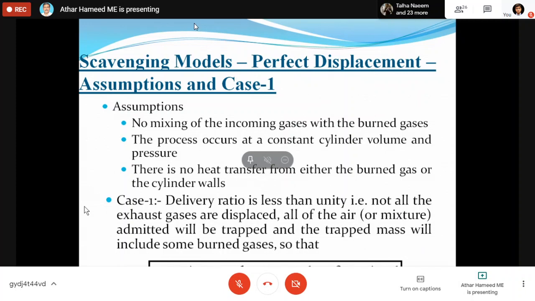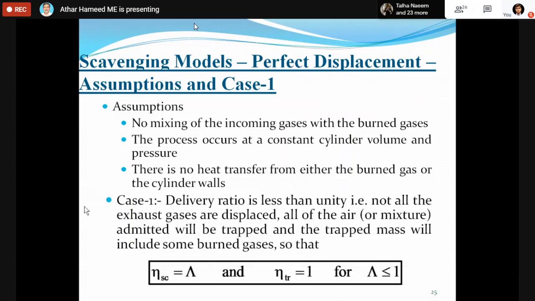And this scenario takes place when the delivery ratio is less than one. The delivery ratio is delivered mass divided by reference mass. So if reference is more and delivered is less, that is, what is inside is more and what is delivered and trapped is less, then the delivery ratio is less than one in the ideal case. In that case, scavenging efficiency will be equal to the delivery ratio.